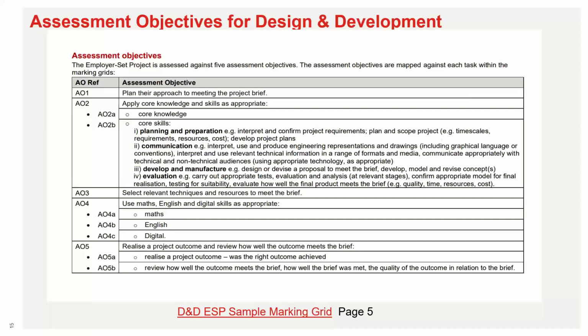And finally, you've got AO5, which is realise the project outcome. And it's about reviewing the outcome, really. Did the outcome meet the brief? And we've got AO5A, was the right outcome achieved? And of course, AO5B, review how well the outcome meets the brief. So you've got those really drilling down into detail. And Sam's very kindly put your ESP sample marking grid as a link for you on those slides, so you can see those in more detail.